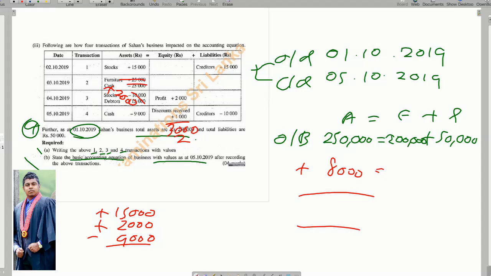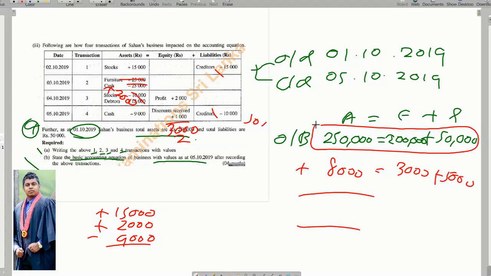On the equity side, of course profit is 2,000 and discount received is 1,000. Therefore the total is 3,000. Liabilities: 15,000 plus is there, minus 10,000 is there. Therefore the net liability balance is 15,000 minus 10,000, which is 5,000. So the opening balance is of course correct: 250,000 equals 200,000 plus 50,000. And during the year 8,000 equals 3,000 plus 5,000, therefore that equation is also correct.